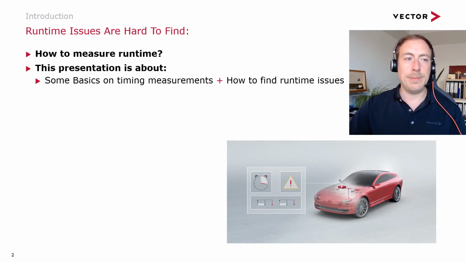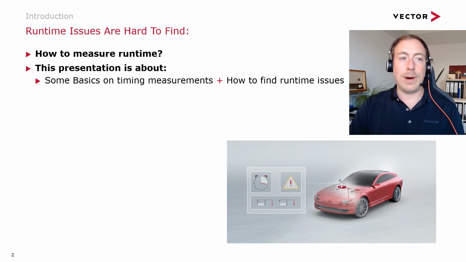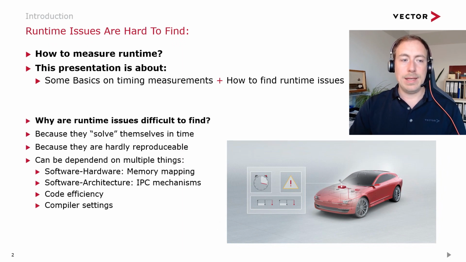Now, I want to introduce the topic a little bit, to say why runtime issues are so hard to find. I want to give you some basics about timing measurement and how you actually get a hold of these problems. They are so hard to find because, in my understanding, a runtime issue solves itself in time. That means you have an overload just for a short period, but afterwards the runtime issue is gone. You maybe recognized it, but you cannot reproduce it. It's really hard to reproduce runtime issues, especially with sporadic and event-driven systems.